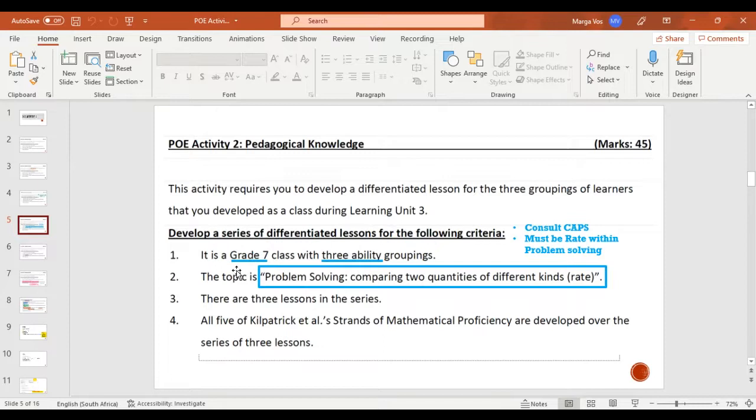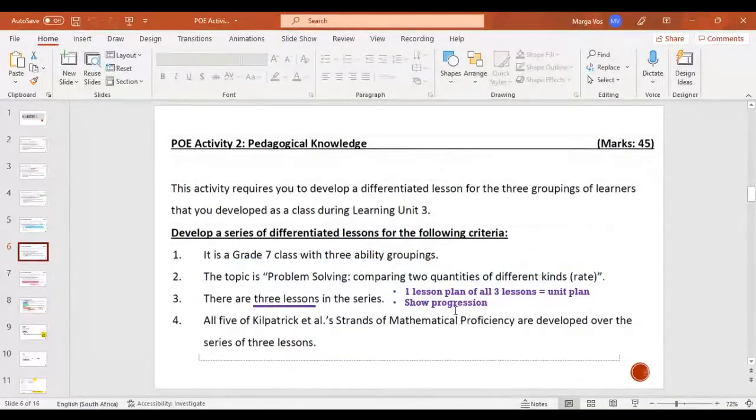This activity differs from all the other activities that you have done so far on developing or creating lessons, in the sense that it is a bigger lesson. It's a unit lesson. So there are 3 lessons in this series, and I'm going to explain to you exactly how you have to tackle this. You also need to use the 5 strands of mathematical proficiency that are developed over the 3 lessons. So you need 1 lesson plan for all 3 lessons, and we call that a unit plan.